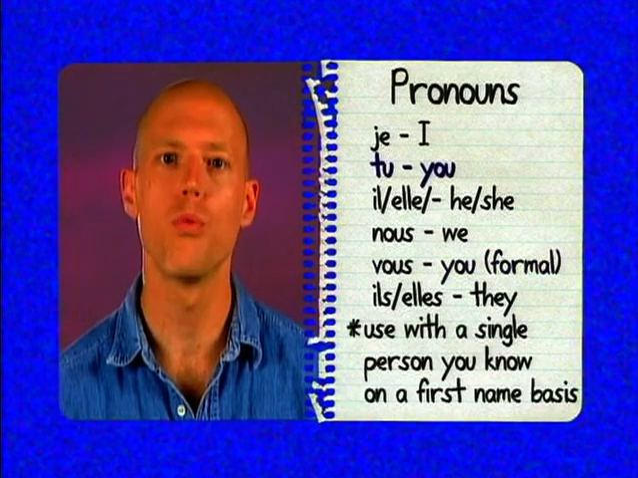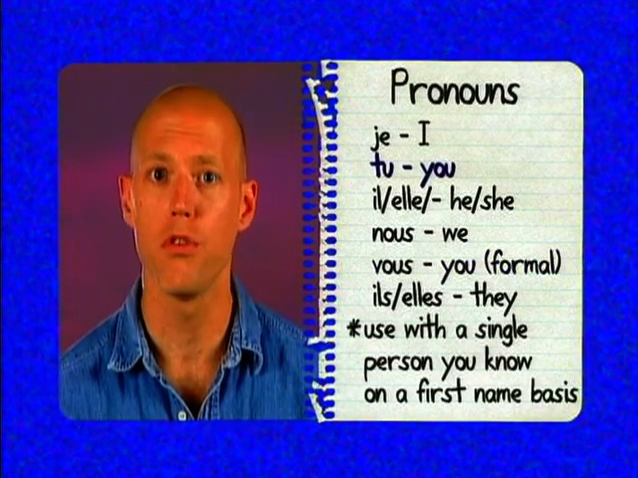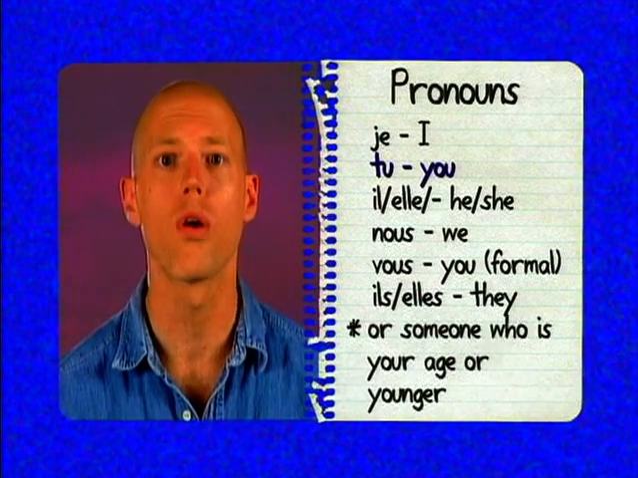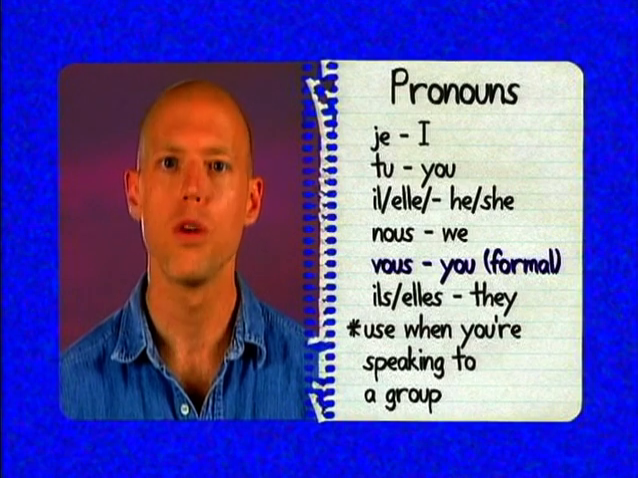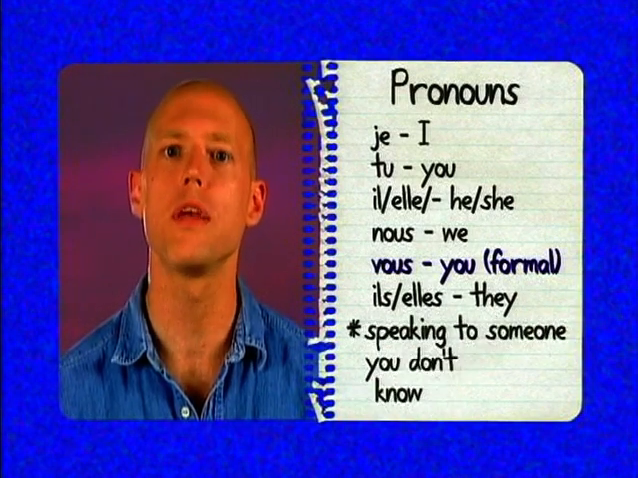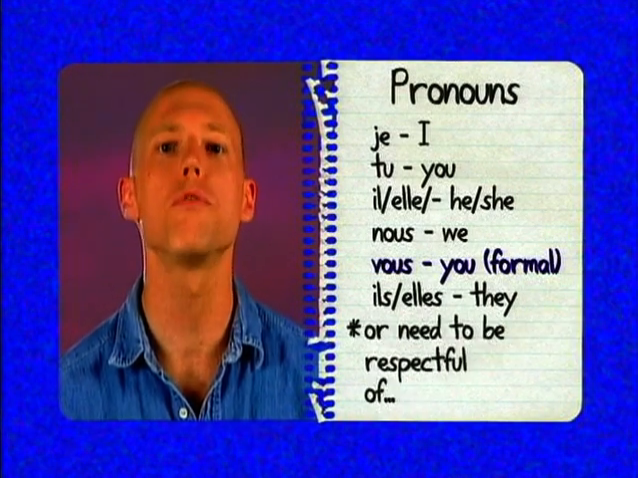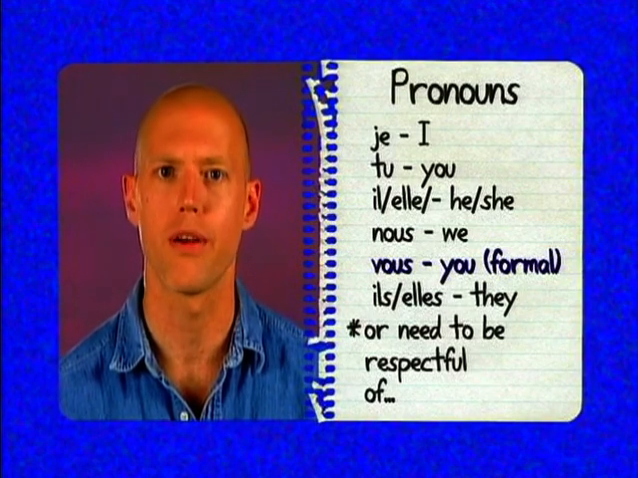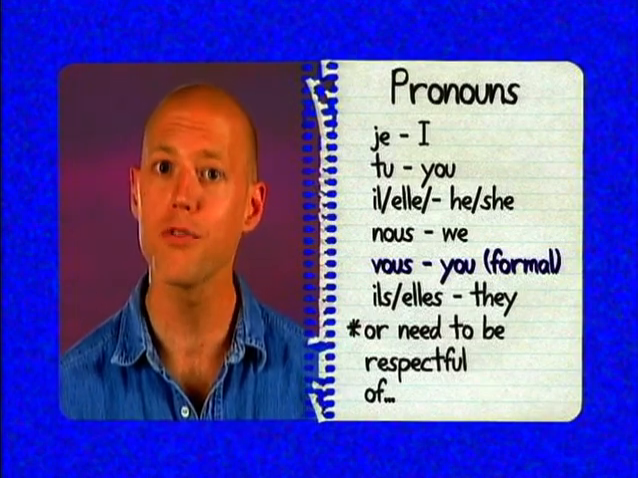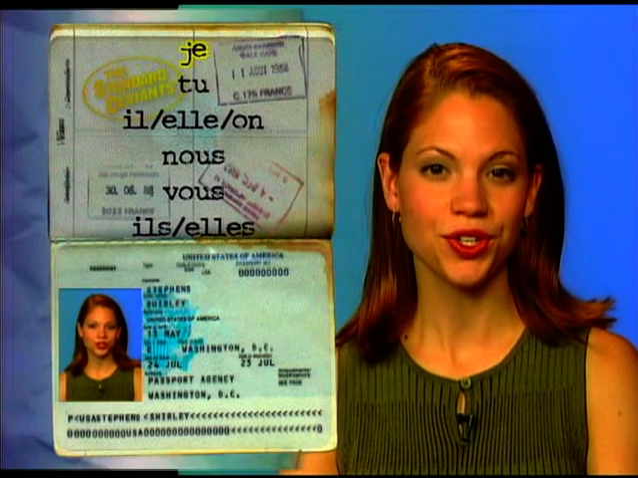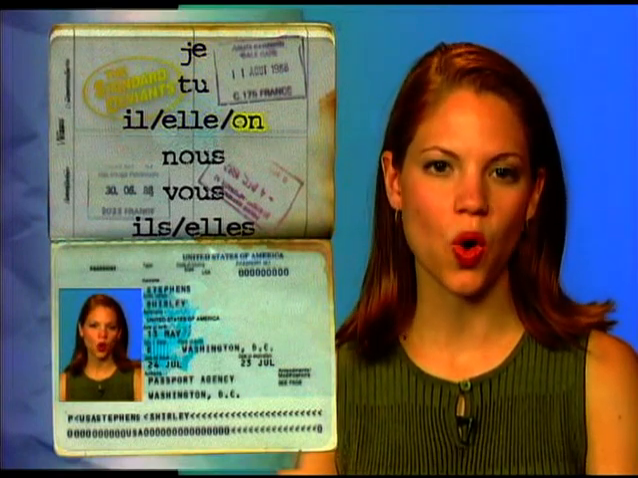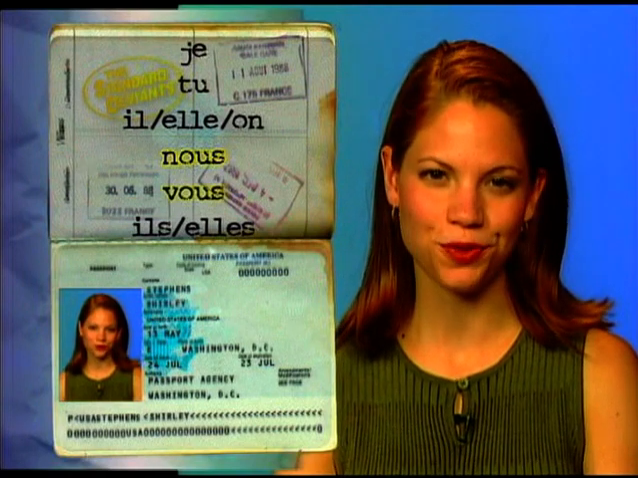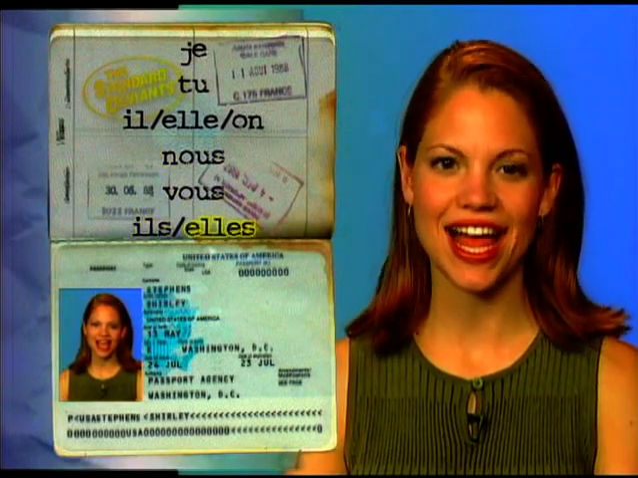Use tu whenever you're talking to a single person you know on a first-name basis or someone who is your age or younger. Use vous when you're speaking to a group or when you're speaking to someone you don't know or need to be respectful of, like your friend's grandparents. So, the pronouns are je, tu, il, elle, on, nous, vous, ils, elles.